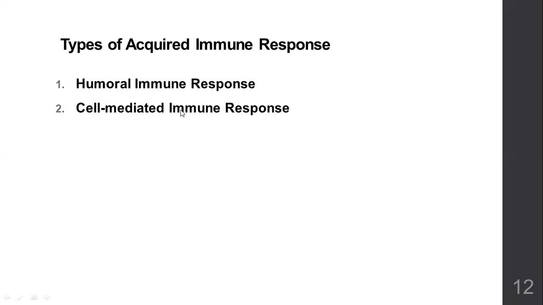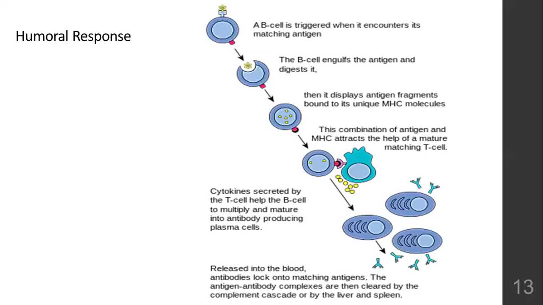Then you have two types of acquired immune response. Response means types of immunity is different from response. Immunity is the type of foundation you have, but how will this foundation work? That's the response. There are two different types of immune response: humoral immune response and cell-mediated immune response. Humoral response we'll see here.